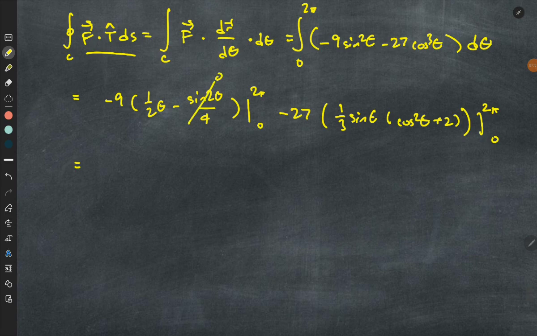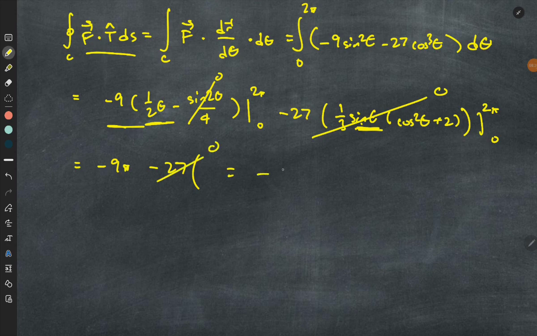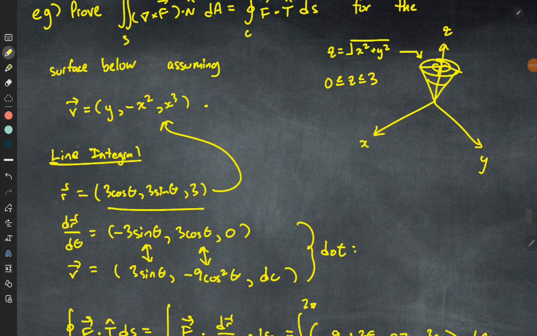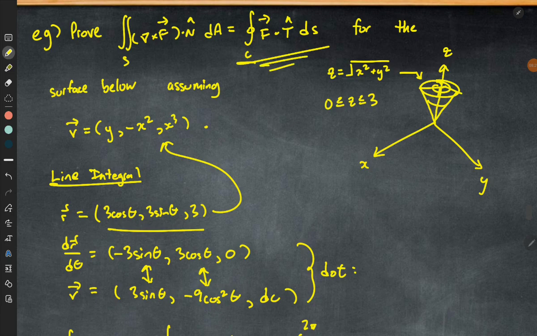This term cancels out because sine of pi is 0, always. This evaluated at 2 pi gives us negative 9 pi. Now this just zeroes out, because sine 2 pi is 0 and sine 0 is 0. This is the reason why all of this zeroes out. So the answer is negative 9 pi. So that's what our line integral is equal to. That's the right-hand side of the Stokes' theorem equation.